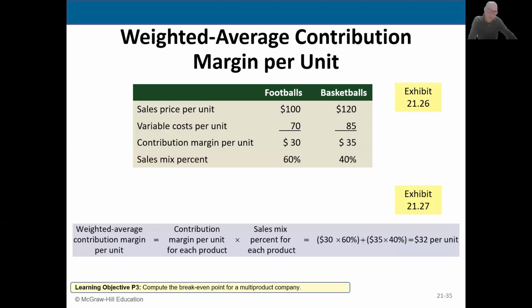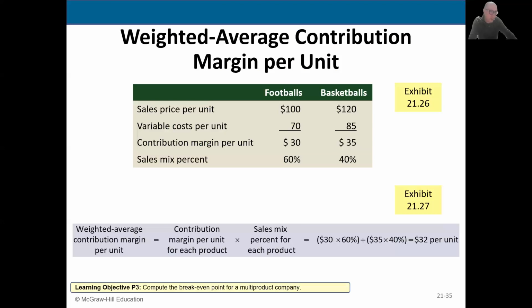Footballs, we sell for $100 per unit, variable cost is $70, contribution margin is 30%. My total sales represent 60% of footballs, which means the remaining balance of 40% is in basketballs. It's got to equal 100, right? My sales price for basketballs is $120 per basketball. Variable cost is $85, giving me a contribution margin of $35 per unit.